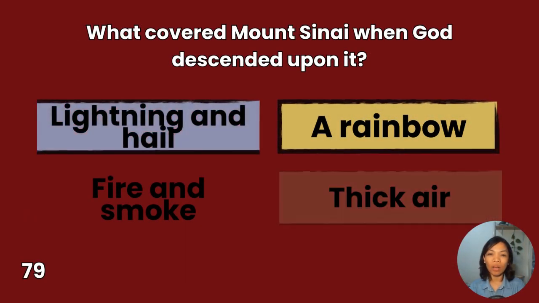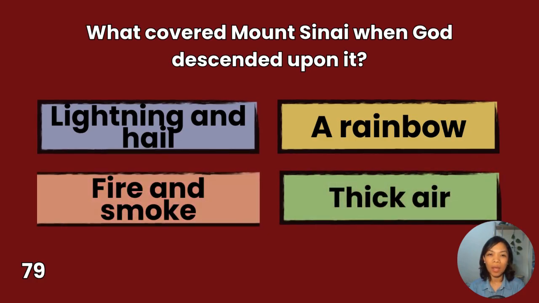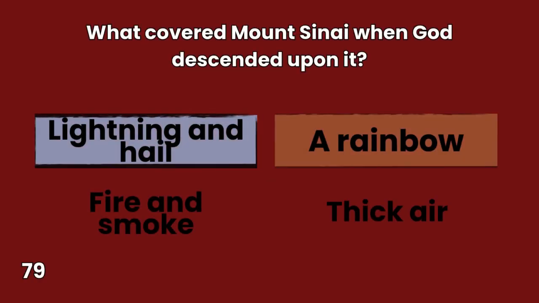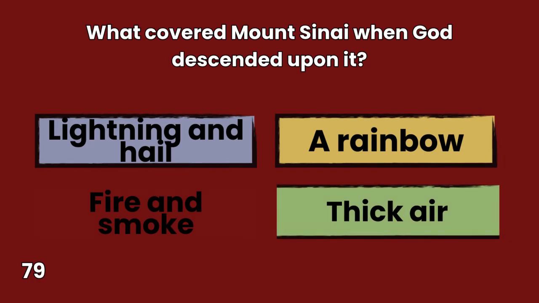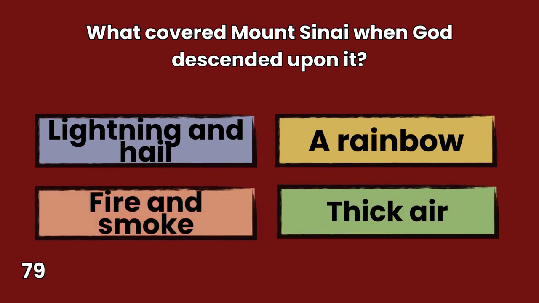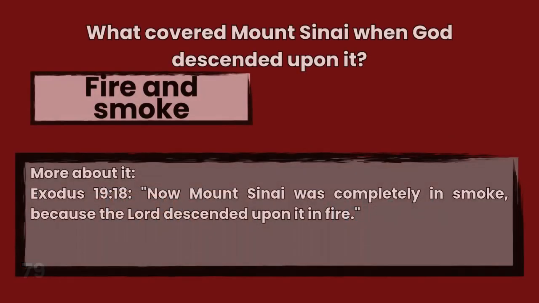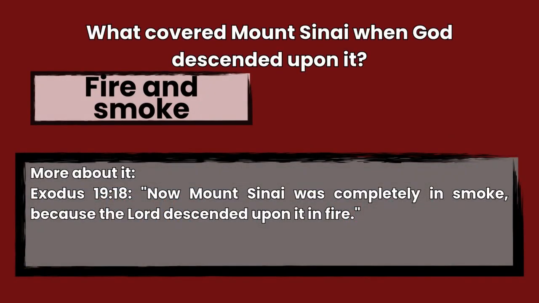79. What covered Mount Sinai when God descended upon it? Lightning and hail, fire and smoke, a rainbow, thick air. You have 10 seconds to answer. The answer is fire and smoke. Exodus 19:18. Now Mount Sinai was completely in smoke because the Lord descended upon it in fire.